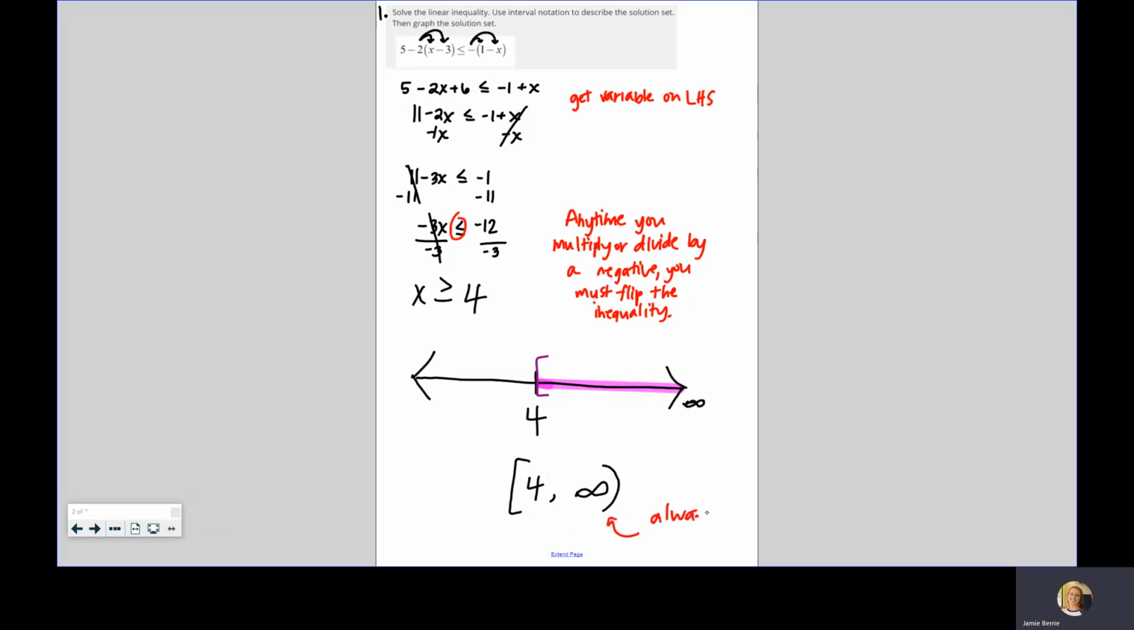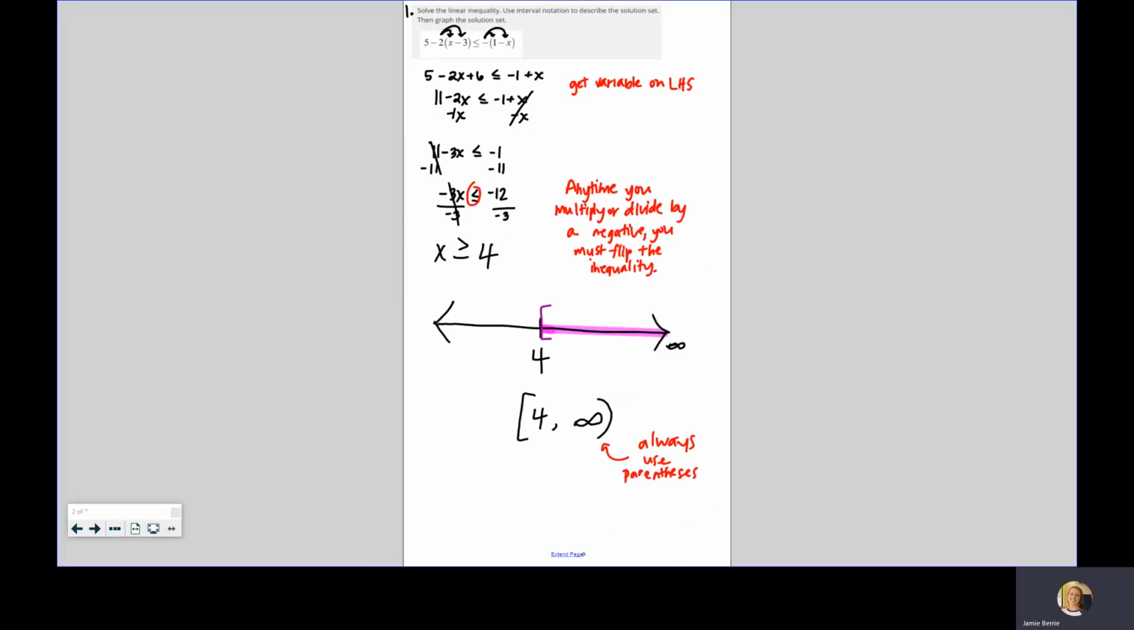Always use parentheses around positive infinity or negative infinity.